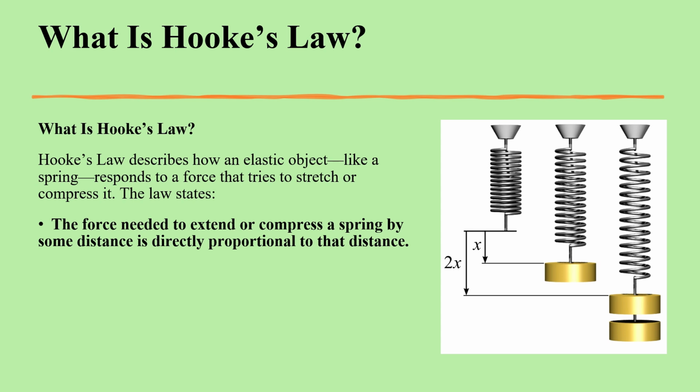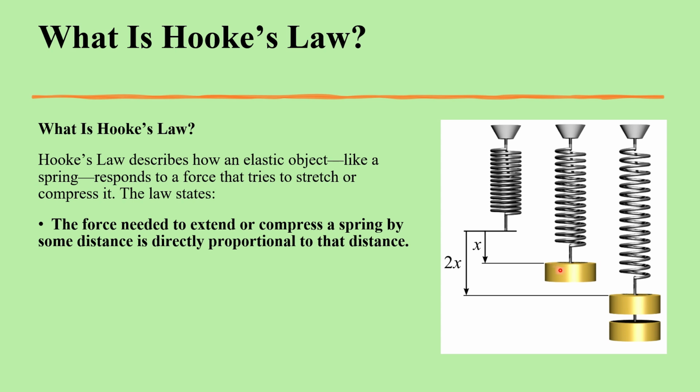Before we actually do the measurement of the spring constant, we need to talk a little bit about Hooke's law and what that is. Hooke's law describes how an elastic object, like a spring, responds to a force that tries to stretch or compress it. Hooke's law states the force needed to extend or compress a spring by some distance is directly proportional to that distance. So you can see in this diagram here, the larger the weight, the more the spring extends.